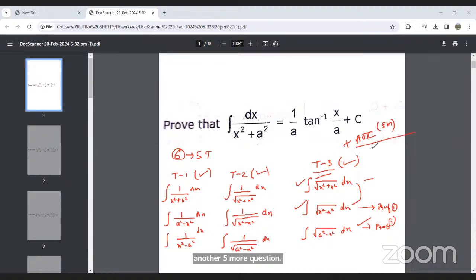As per the new syllabus, 7 marks are occurring from the application of integration part. As per the new syllabus, the question is split.